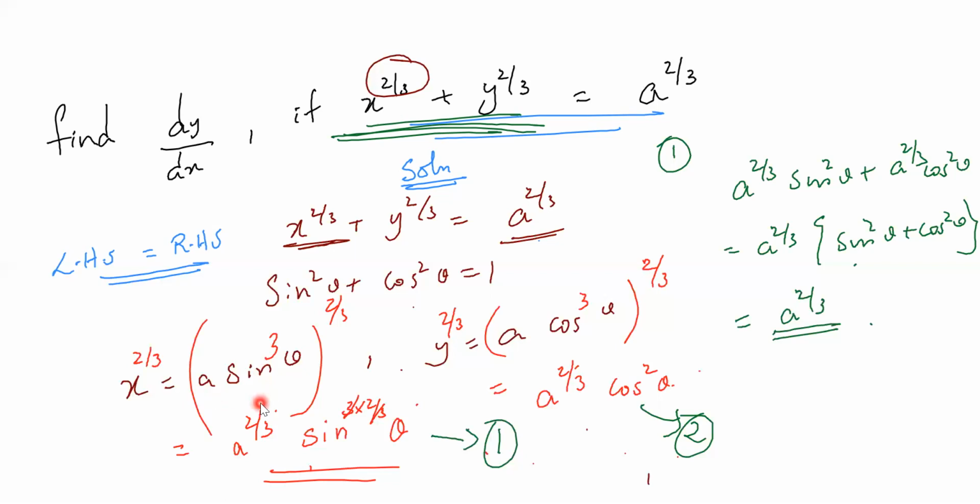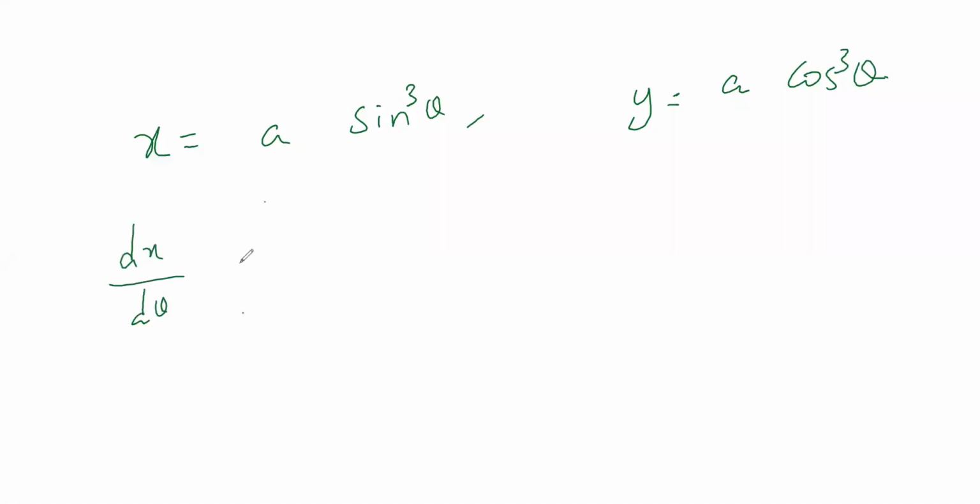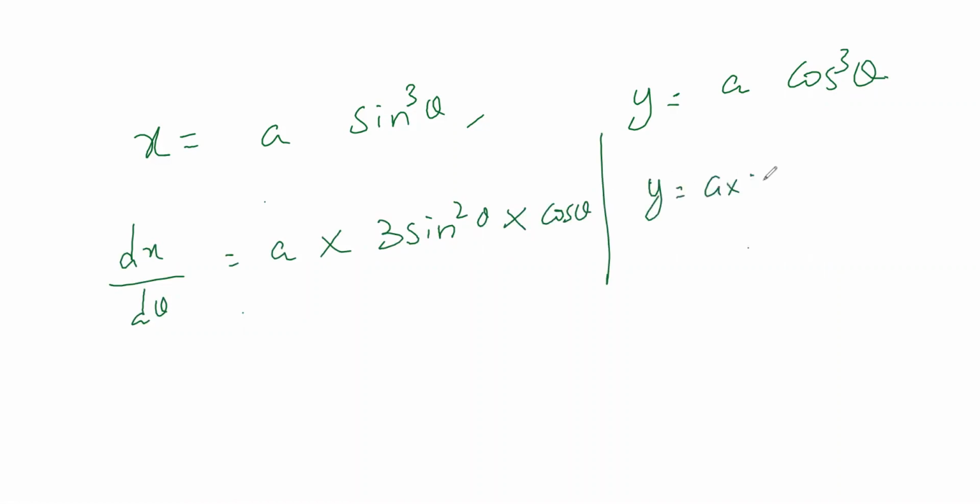From what we are getting from this, x is equal to a sine cube theta, y is equal to a cos cube theta. Now I can do differentiation, dx by d theta. Sine cube theta differentiation is 3 sine square theta, and sine theta differentiation is cos theta. Similarly here in the y term, y is equal to a into 3 cos square theta, and cos theta differentiation is minus sine theta. Correct? This is dy by d theta.